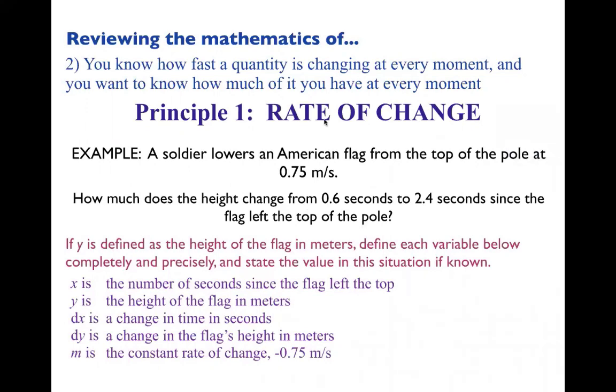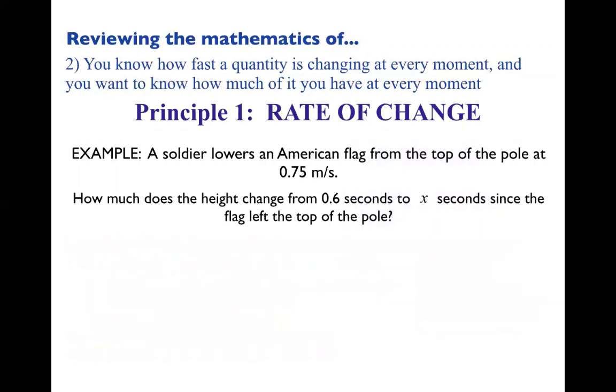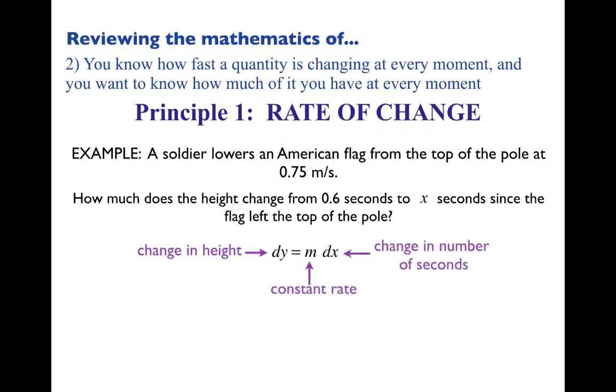So let's take this to the next. Now, how much does the height change from 0.6 to x seconds since the flag left the top of the pole? So now that final x, we're just going to let that be x. And so we're still going to use dy equals m dx, right? dy is our change in height, m is the constant rate, dx is the change in number of seconds. And so what is the change in number of seconds now?